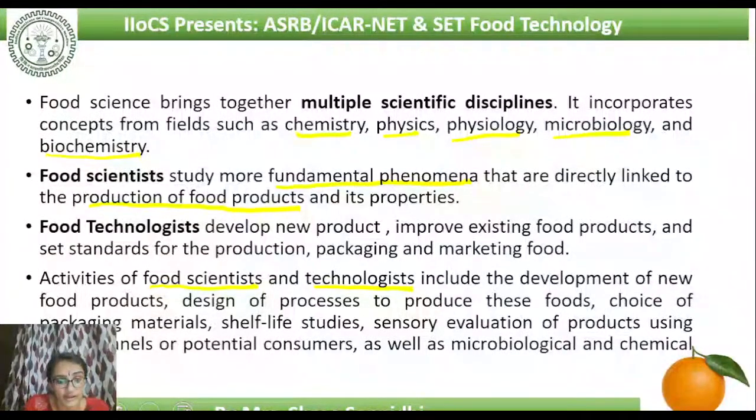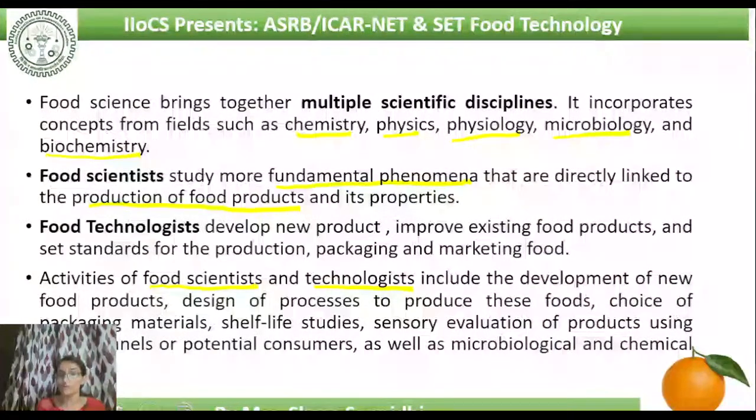How is shelf life study done? Once the new product is developed, it is kept at room temperature and observed for many days. Every day, microbiological tests, sensory evaluation, and chemical testing are done. Based on that, they decide how many days the quality of the product is maintained, which gives the shelf life of the particular product.